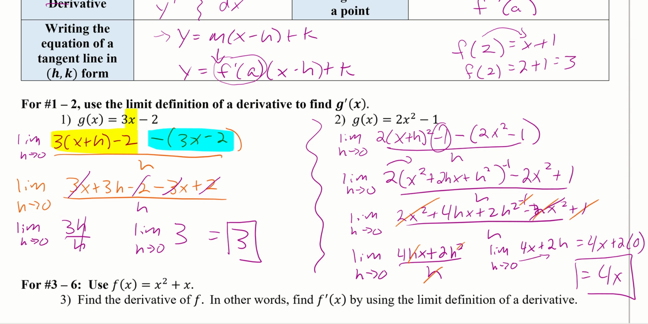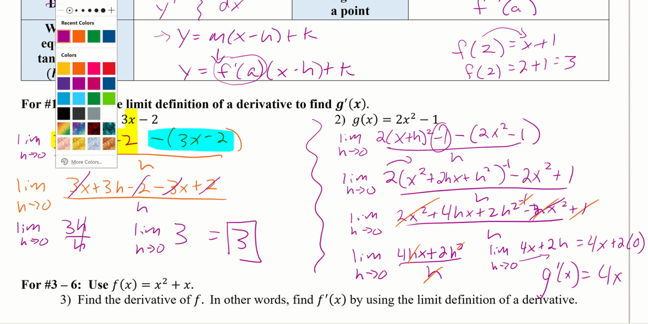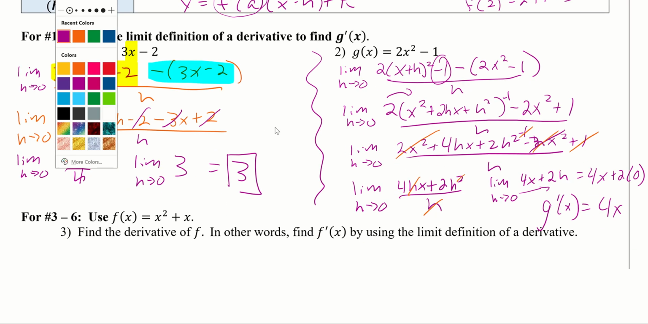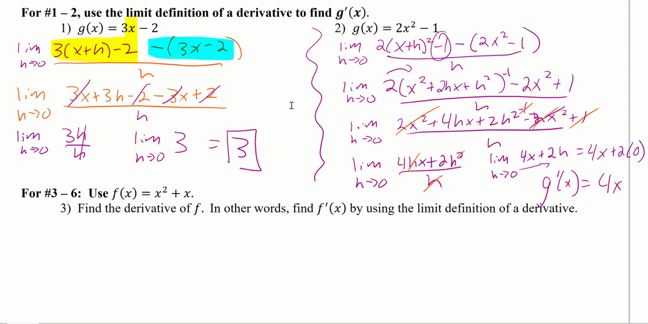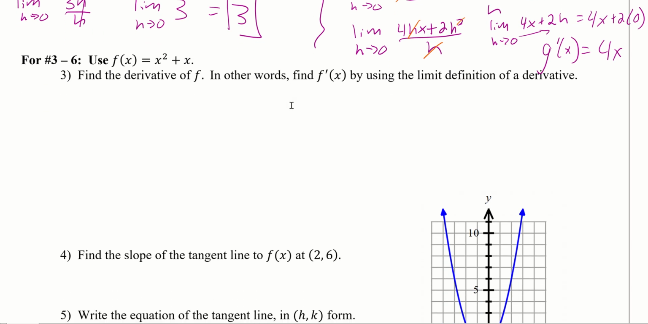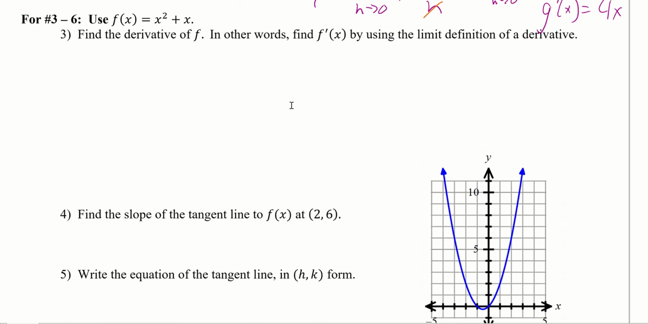And so that's the derivative of that top equation. Okay, and so I didn't write it on the first one, but just to show you the way we would write it officially, we could say g prime of x is equal to that. So that tells you that the derivative of g is 4x. Cool, cool. All right, 3 through 6, we're going to use this equation right here, x squared plus x.